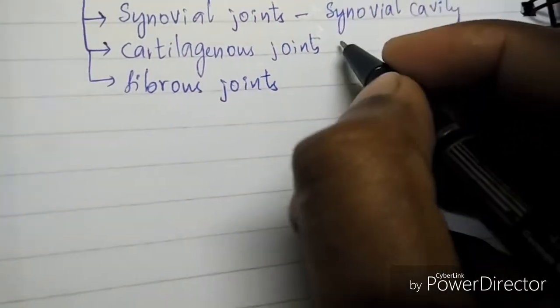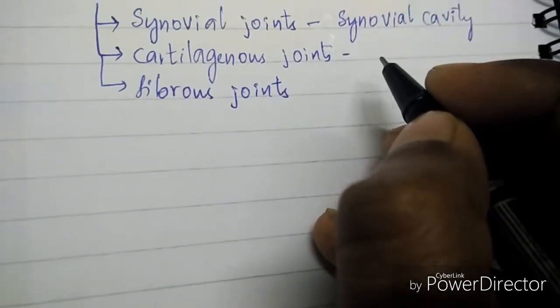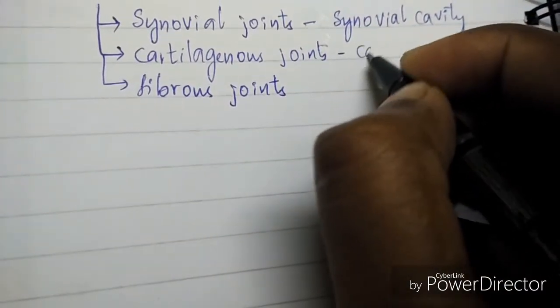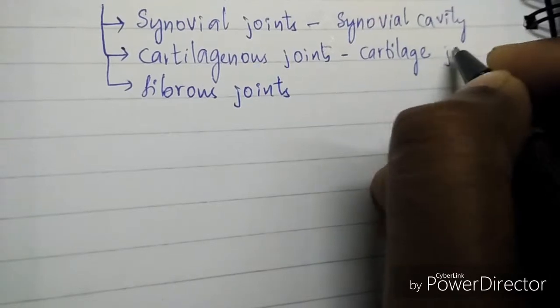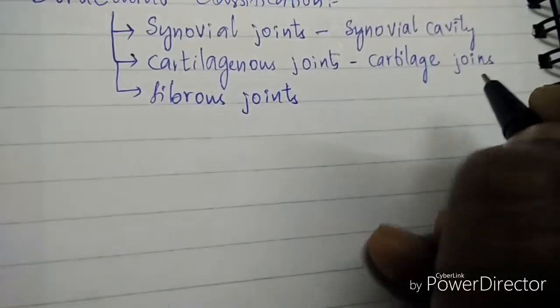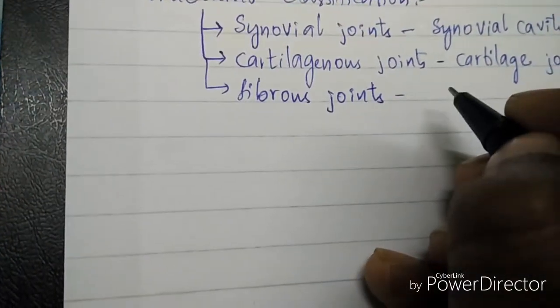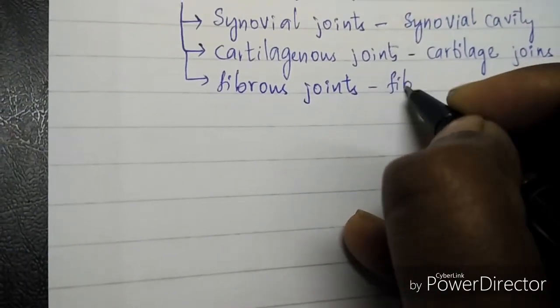Next, cartilaginous joints. Why are they called cartilaginous joints? Because the two bones are joined by cartilage. So, cartilage joins the bones. I'll explain it in further detail. Fibrous joints, as the name implies, fibrous tissue joins bones.